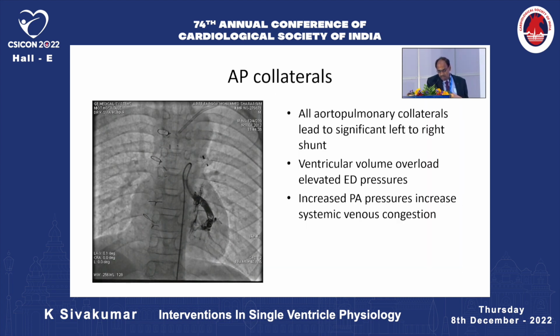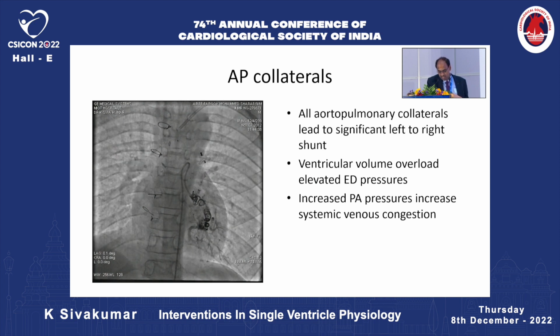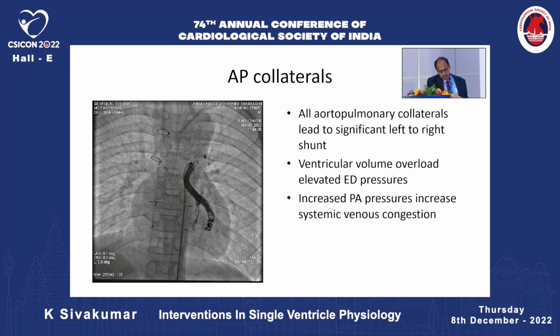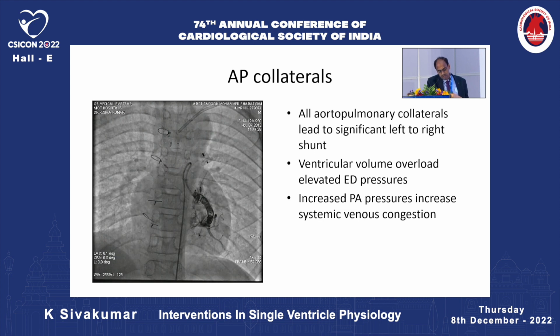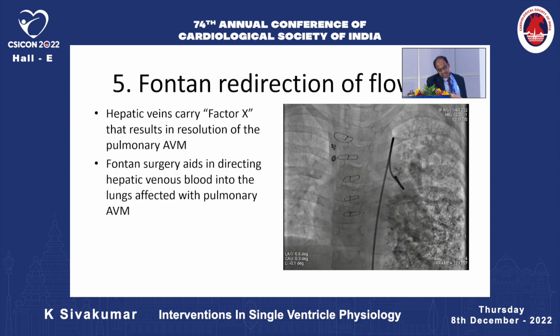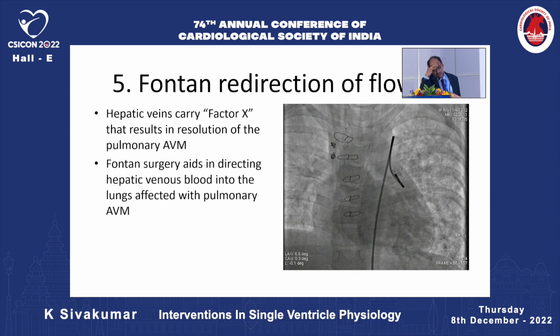AP collateral closure will result in significant reduction in the left-right shunt and will improve the volume or will reduce the volume overload and improve the ventricular function. Fontan redirection. We all know that hepatic veins carry the factor X.